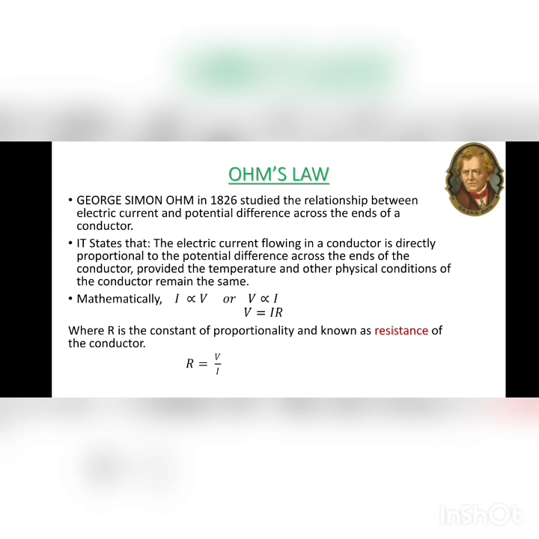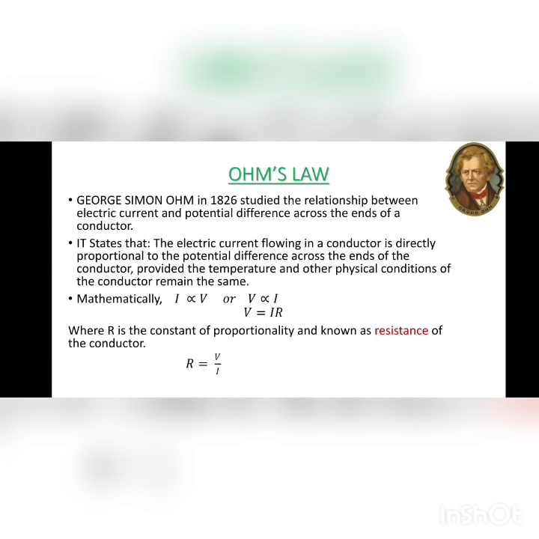So by experiments, he found out the relation between the potential difference V and the current I. Fine. So he gave the law which states that the electric current flowing in a conductor is directly proportional to the potential difference across the ends of the conductor, provided the temperature and other physical conditions of the conductor remain the same. Now keep this in mind that if you are varying the temperature of the conductor, then Ohm's law may not be followed. Fine.